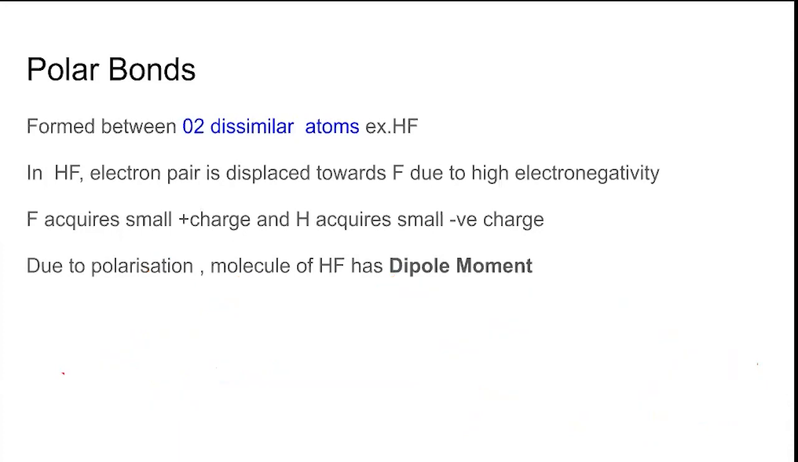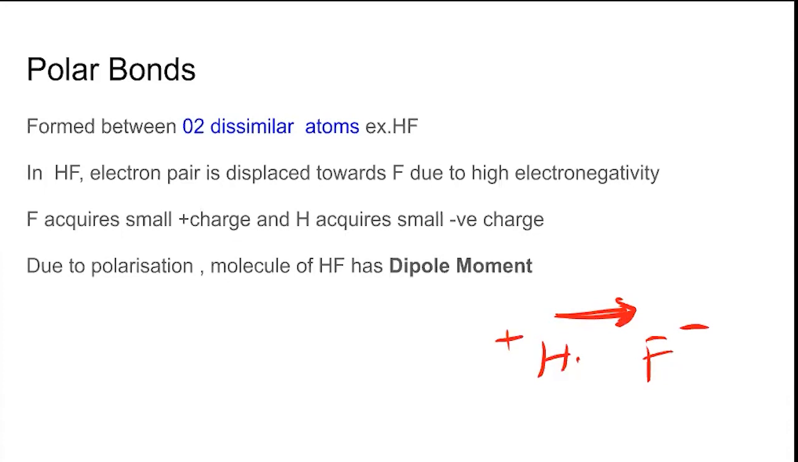And what is the direction of the dipole moment? From positive to negative or negative to positive? The direction of dipole moment is from positive to negative. Like in case of HF, we express it this way: this end acquires a positive charge, this end acquires a negative charge. So we put an arrow on top of the molecule like this. So the direction becomes positive to negative.